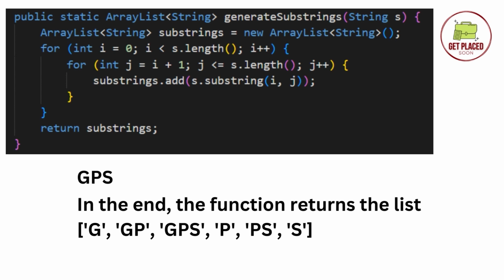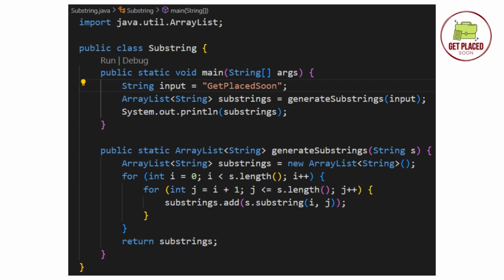Now let's check out the full code. So in the class Substring, we have a main function. In the main function, we are taking the string input and the input is Get Placed Soon. After that, we are creating an ArrayList with the name substrings and we are passing our input Get Placed Soon to the function generateSubstrings. We have already discussed the generateSubstrings function in the previous slides. So after that, it will return the list of substrings. So this is how we generate substrings of the given string in Java.